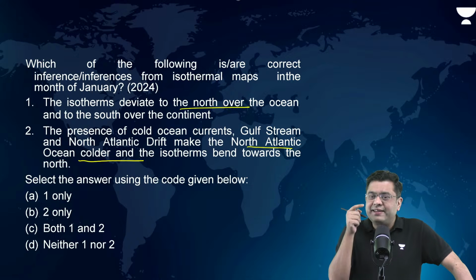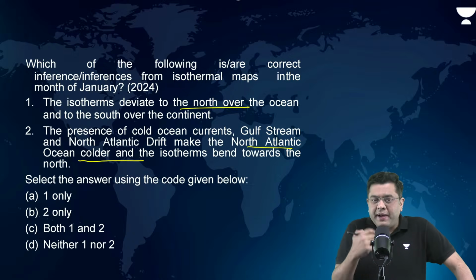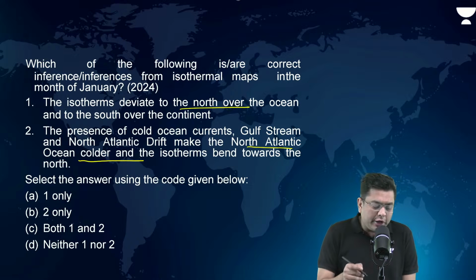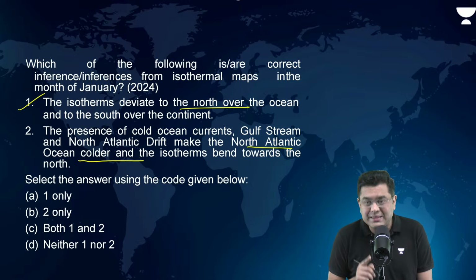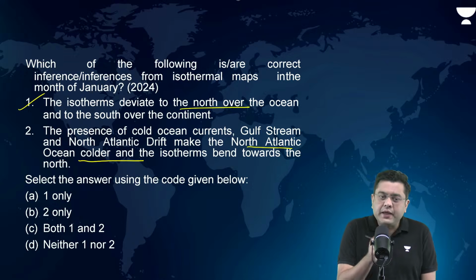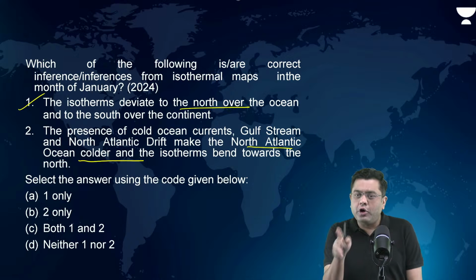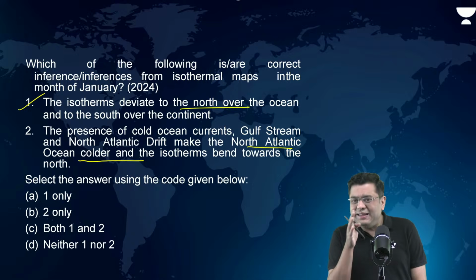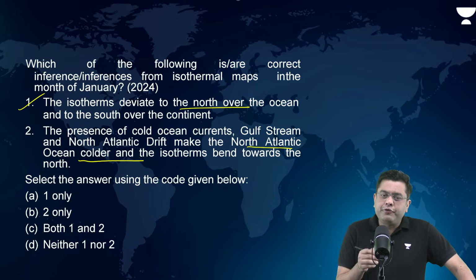Remember, yesterday we discussed the heating of land and water and how that influences the bending of the isotherms. So the first statement, isotherms deviate to the north over the ocean and to the south over the continents, is absolutely correct. Why? Because we have discussed, yes, perfect, Manisha, that isotherms bend polewards when they cross from continents over to the oceans, and then they bend equatorwards.